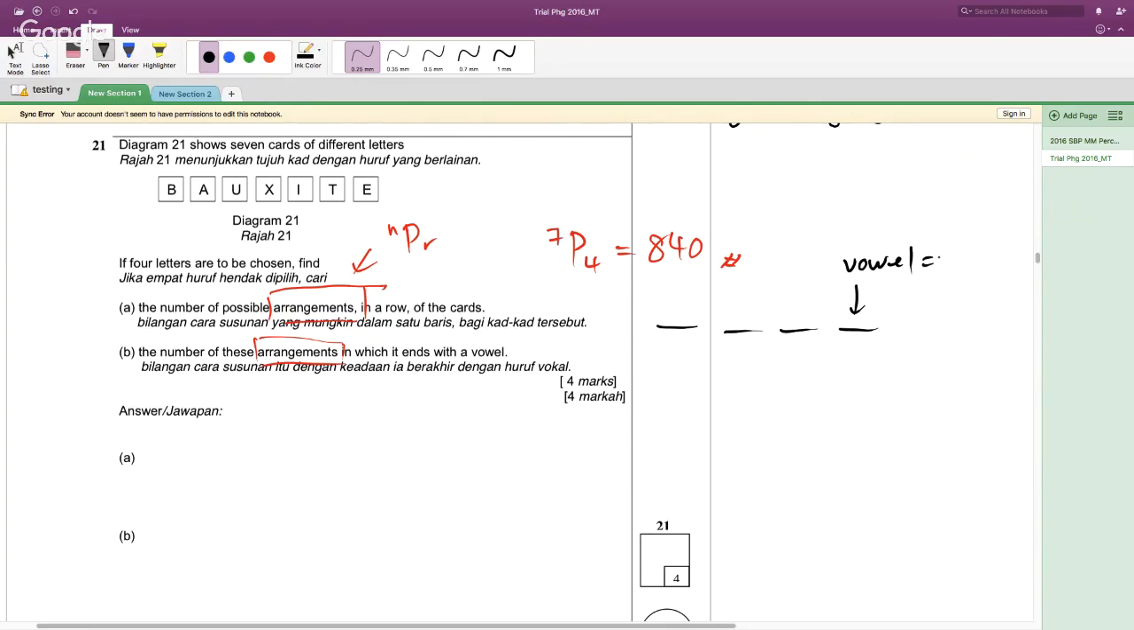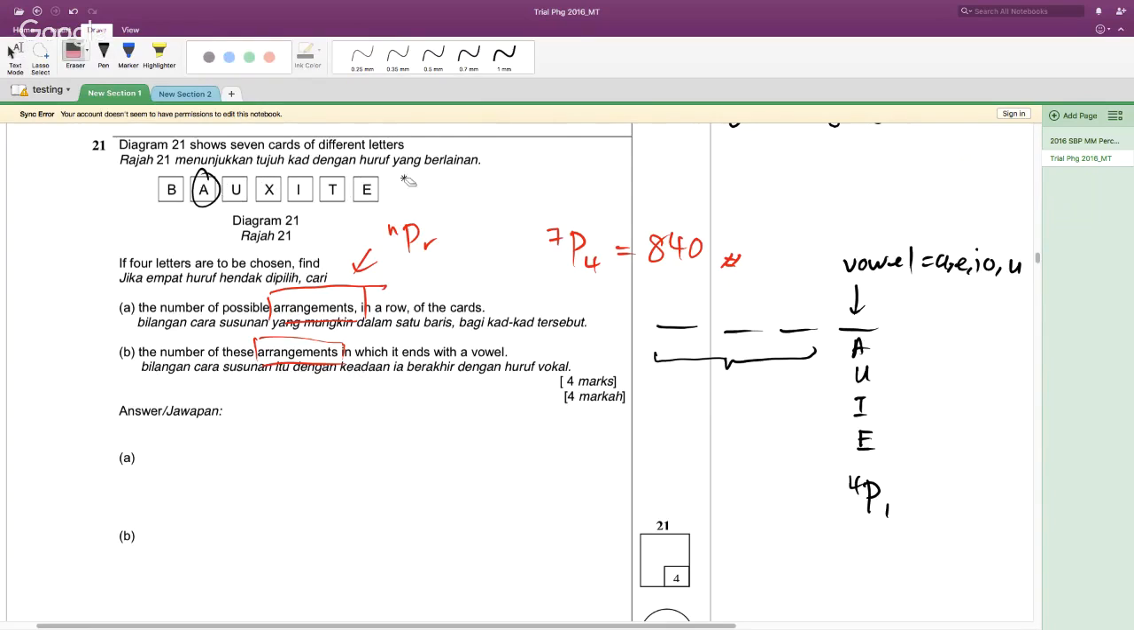Vowels you should know are A, E, I, O, and U. So in this case, we have A, U, I, and E. So for the last place, you have 4 cards. You want to choose 1 to put at the last place because you can only put a vowel there. And then the first 3 cards, it doesn't give us any condition.